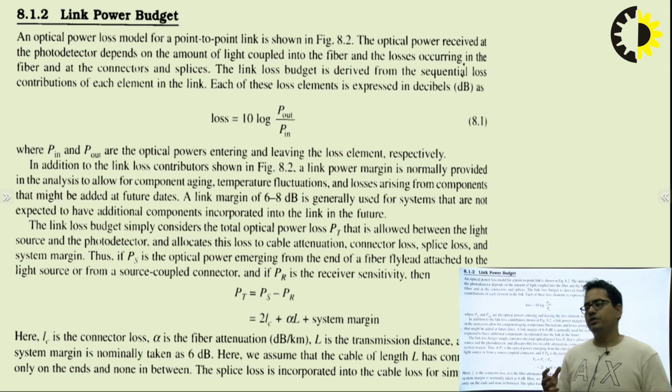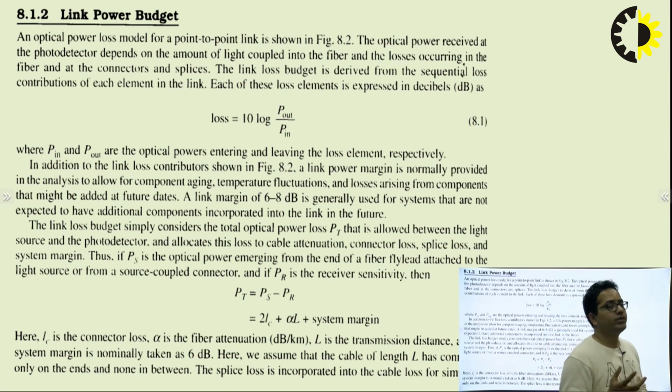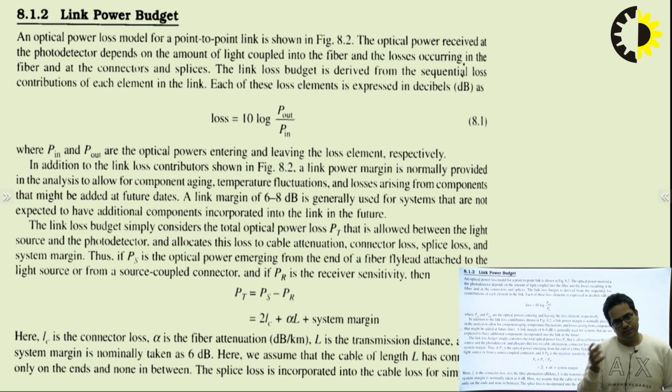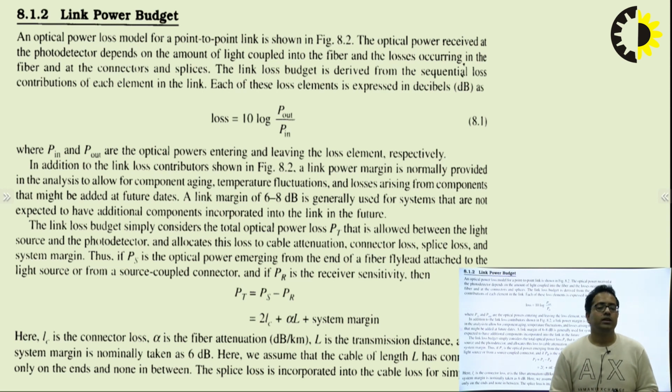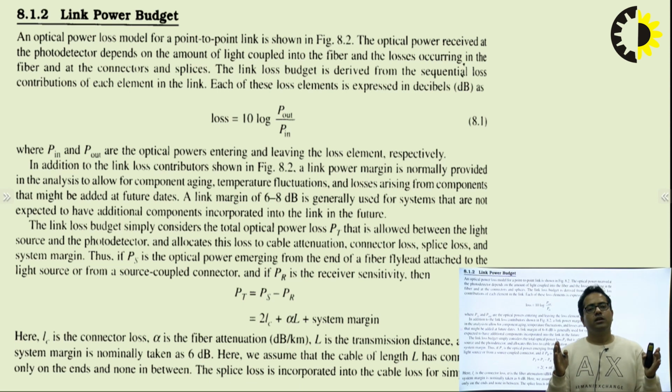Most students with a communication background might have heard this term, power budgeting. The same thing is used in optical communication also. What is the need of power budgeting? The need of power budgeting is to find a safe distance that can be used for an optical fiber.